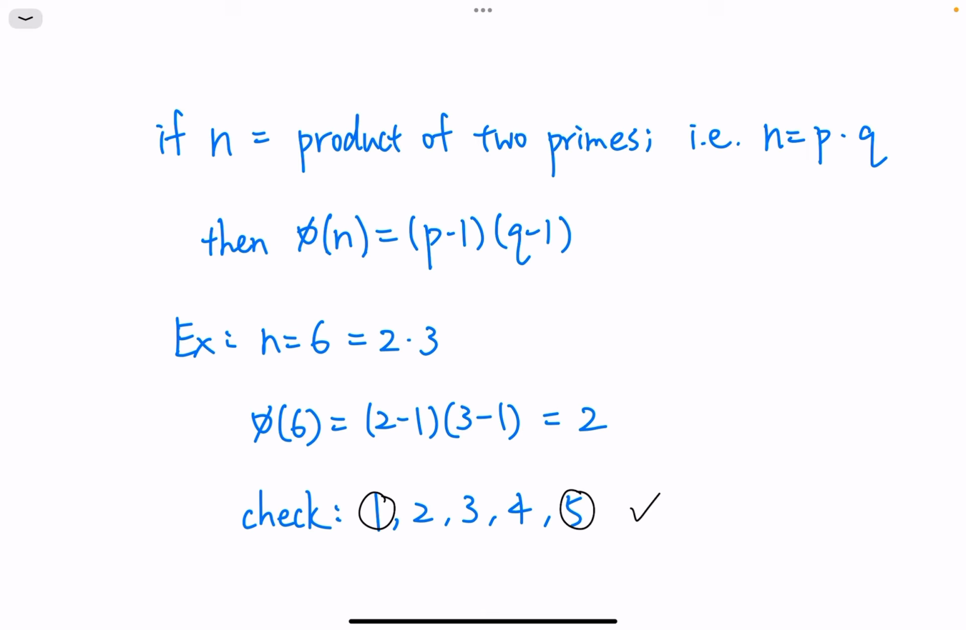We take the example of n equals 6. It is equal to 2 times 3. So using the p minus 1, q minus 1 equation, we get the answer 2. And by checking it with the original way, we see that it is also 2.